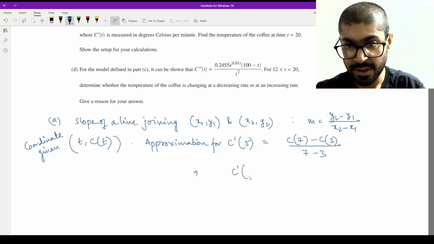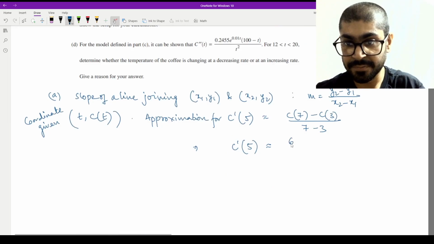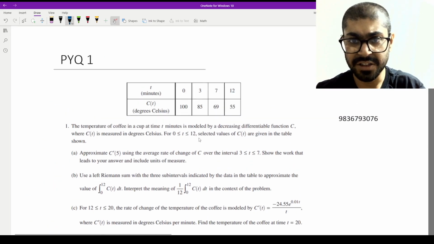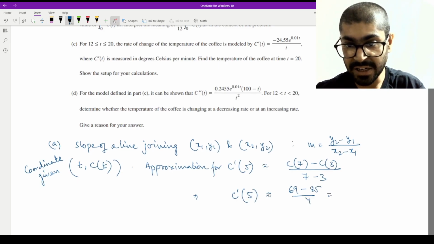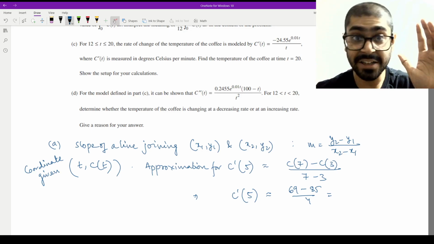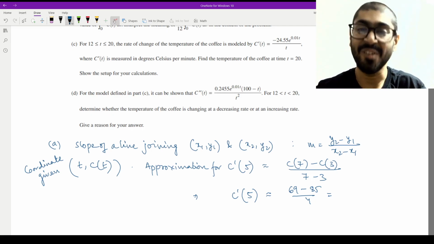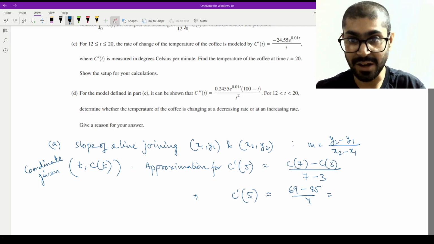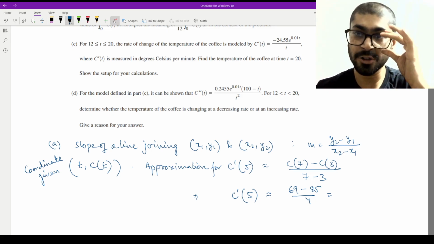Now c dash 5 will be approximately equal to c7 minus c3, c7 is 69, c3 is 85, divided by 4, which is equal to, now here when we are approximating c dash 5, we will use the approximation sign. Now when we are calculating the actual value, we would be using the equals to sign, because the actual value is not an approximation, the formula is the approximation. So please make sure that you are not using equals to in both places or the approximation sign in both places. You have to know which one is getting approximated and which one is not.